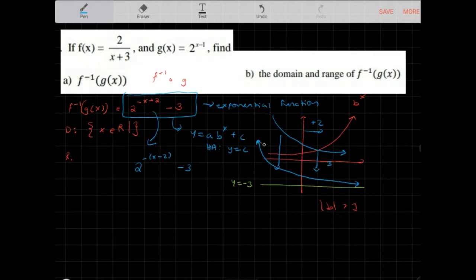I didn't really create a sketch, but I just showed the behavior of this graph, and we can understand here that the range of this function, y can belong to the set of all real numbers, but y has to be greater than negative 3, because the horizontal asymptote occurs at y is equal to negative 3. Okay, so this is our range. So there is a restriction on the range for an exponential function, but for the domain there is no restriction, so x belongs to the set of all real numbers.